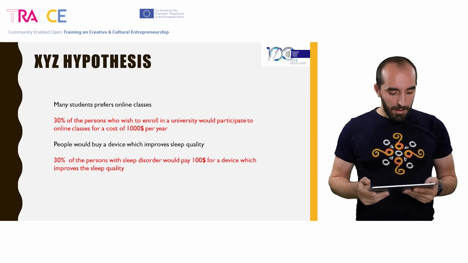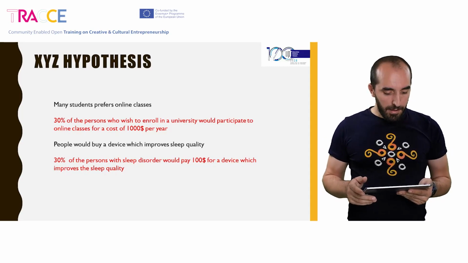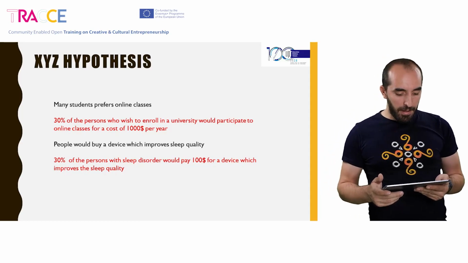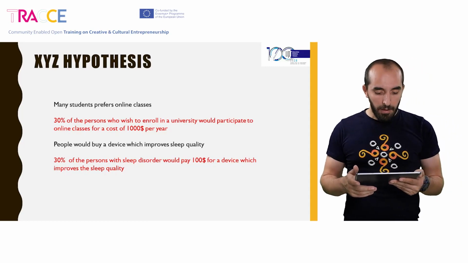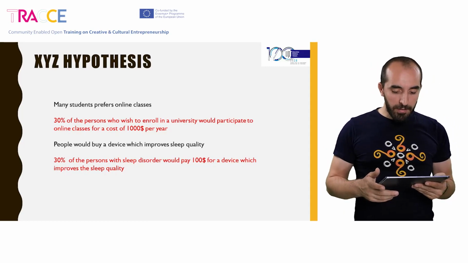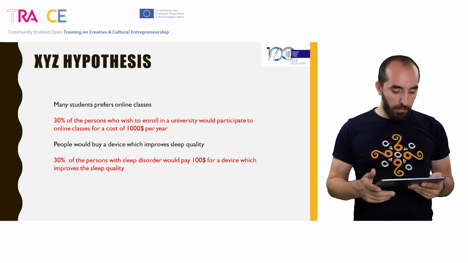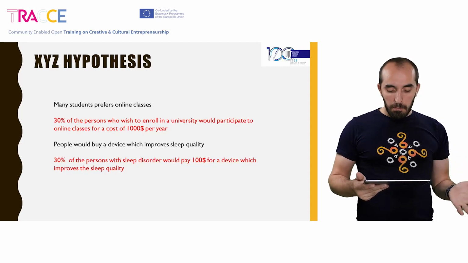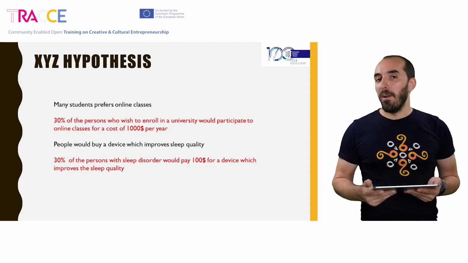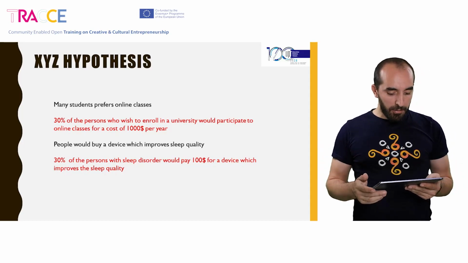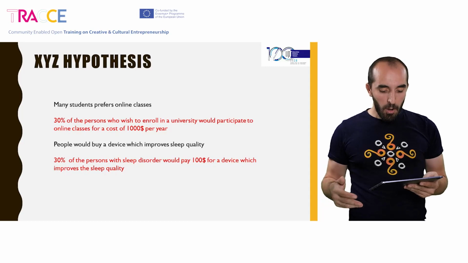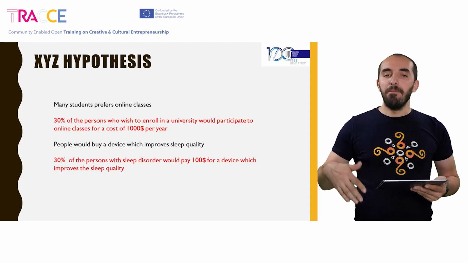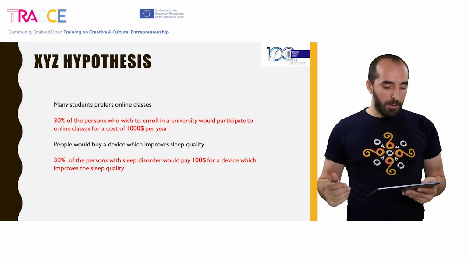Also, you can see other XYZ hypotheses here. For example, we may start an online university if 40% of the persons who wish to enroll in a university would participate in online classes for $1,000 per year. We may start to build devices that improve sleep quality if 40% of the persons with sleep disorder would pay $100 for a device which improves the sleep quality. And the examples may go on and on.